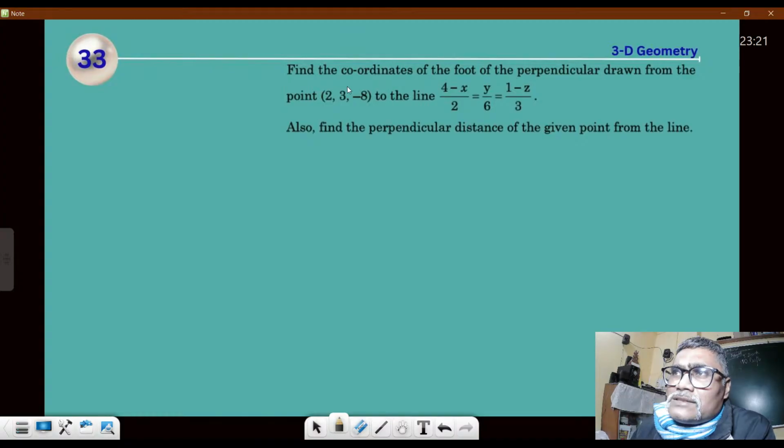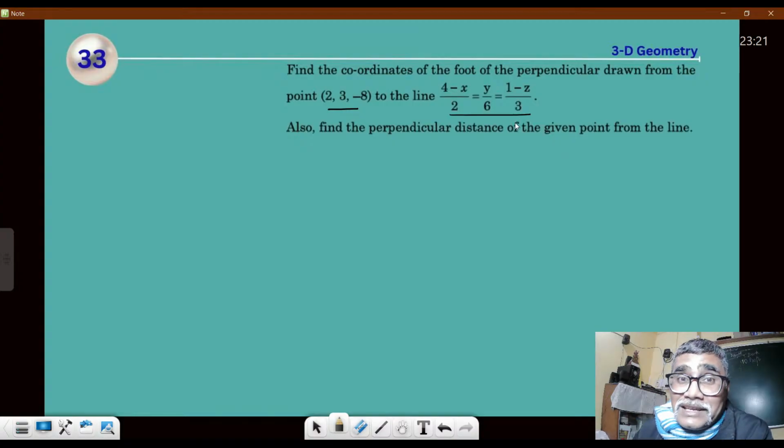So similarly you can do it. Find the coordinates of the foot of the perpendicular drawn from this point to this line. Find the perpendicular distance of this given point from the line. Are they not the same problem? They are the same problem.